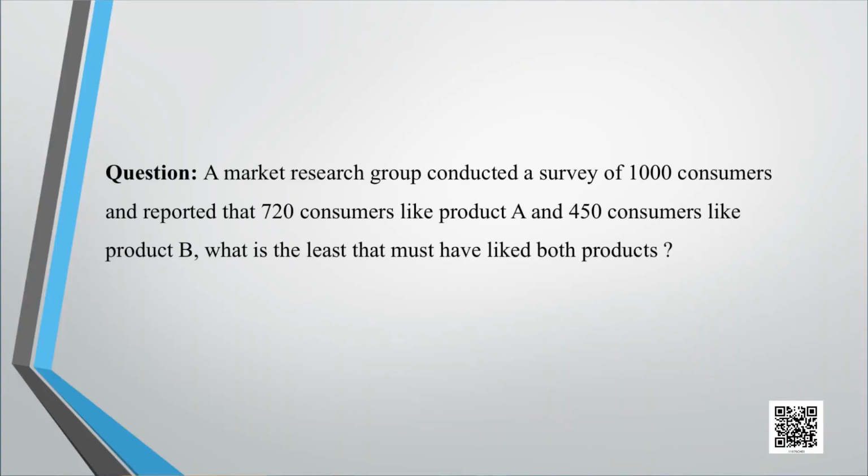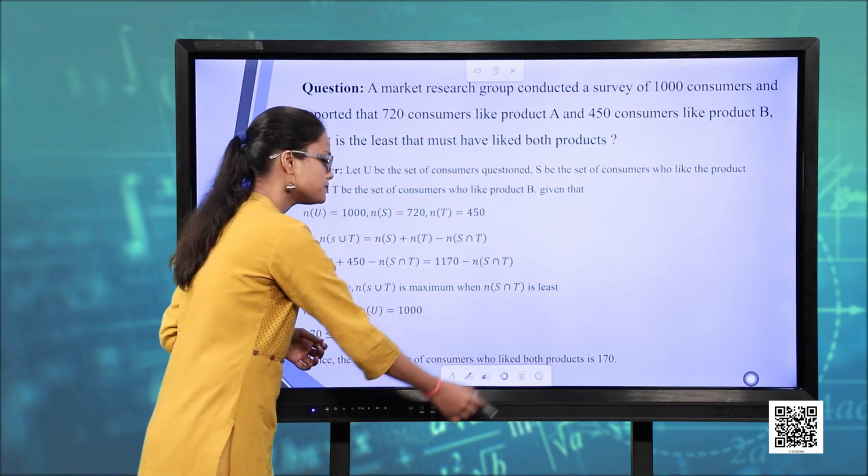So, let us take one more question. It states, a market research group conducted a survey of 1000 consumers and reported that 720 consumers like product A, 450 consumers like product B. What is the least number that must have liked both products? So, what is the minimum number of liked products we have to know? Let us see the answer.